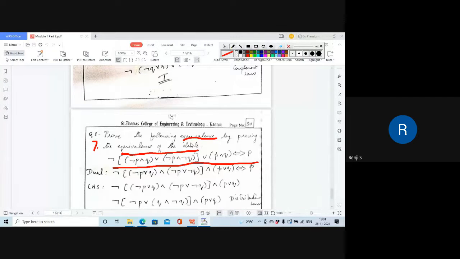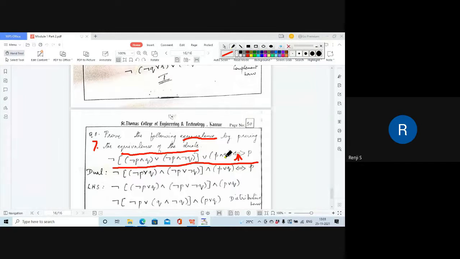Now you have to prove this by proving the equivalence of their duals, isn't it? So write the dual of the statement. As you know, there are no other logical connectors. This is only an equivalence symbol, so you can use it as it is.